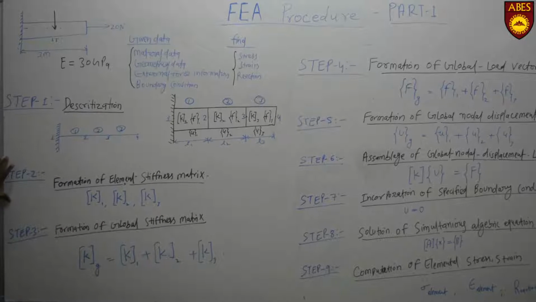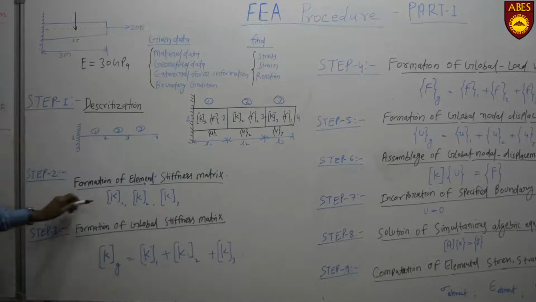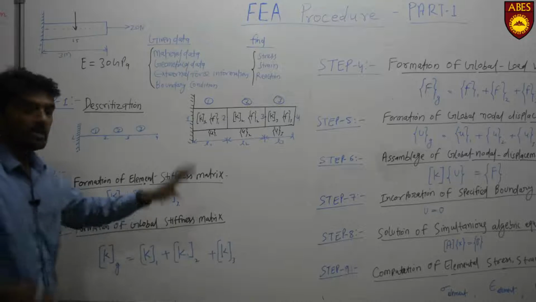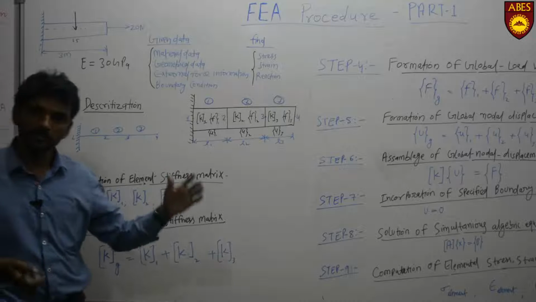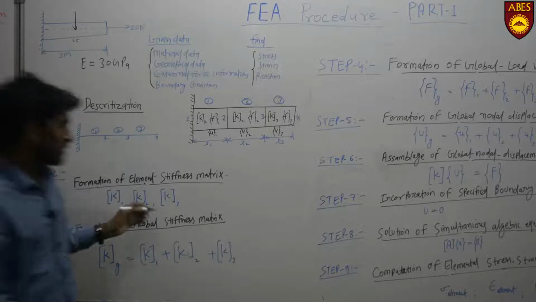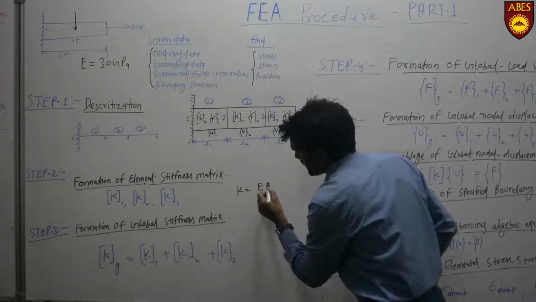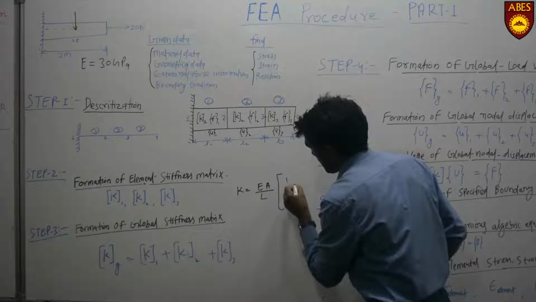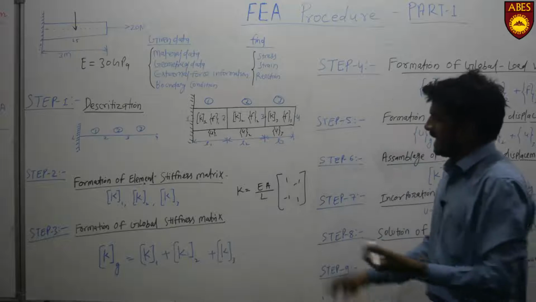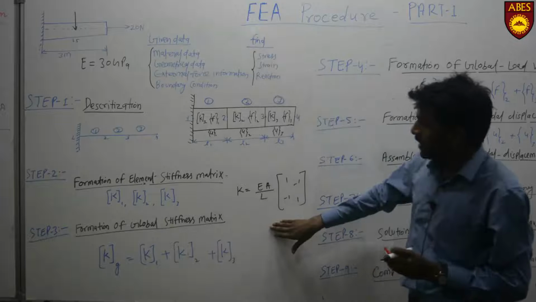Then step number 2, once we have discretized the problem into small elements, we are going to find the elemental stiffness matrix. The elemental stiffness matrix solely depends on the type of formulation which you have used. Here we are solving the one-dimensional problem. So the basic formula for the one-dimensional problem would be K is equal to EA by L times the matrix [1, -1; -1, 1]. This formula is derived using various methods which are included in finite element analysis.